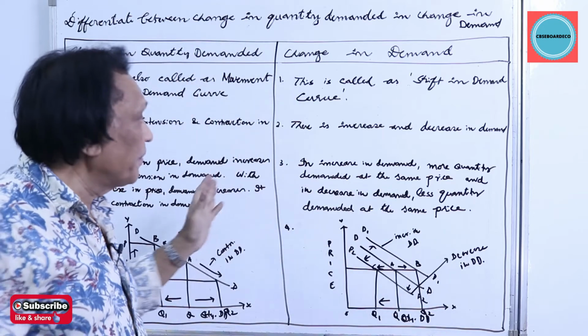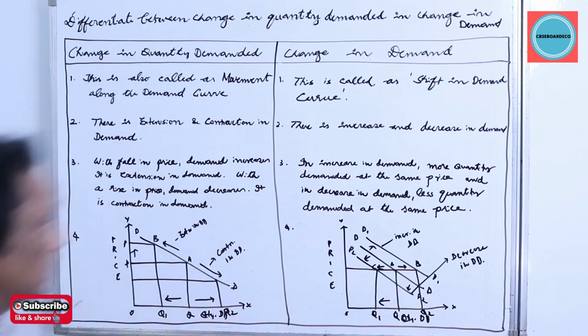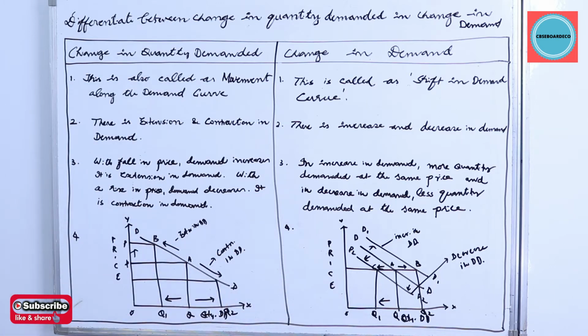Look at the table here and the graph here carefully. I am going off the whiteboard. You can see it here. Differentiate between change in quantity demanded and change in demand. On my left hand side you have change in quantity demanded, and on the right hand side you have change in demand. The first point, this is also called movement along the demand curve. This is called shift in demand curve. Here there is extension and contraction in demand. There is increase and decrease in demand here.